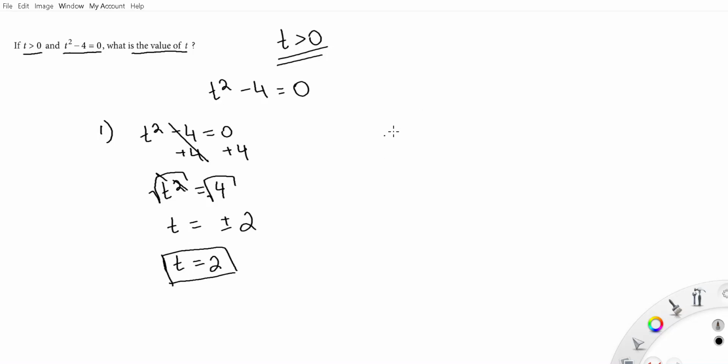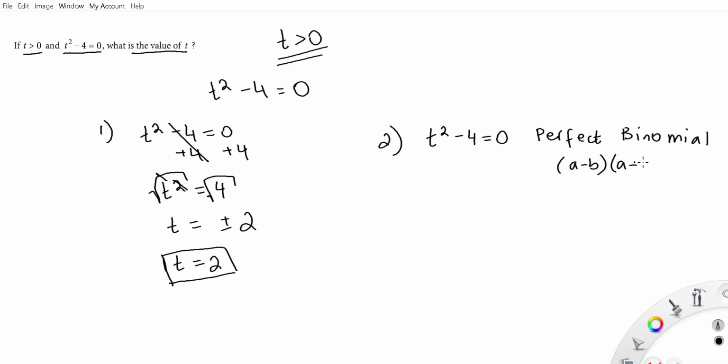Now the second way that you could do this is to recognize that t squared minus 4 is a perfect binomial. And perfect binomial, just to recap, is a minus b times a plus b is equal to a squared minus b squared. And that's what we have here. We have t squared and we have 4, which is 2 squared.